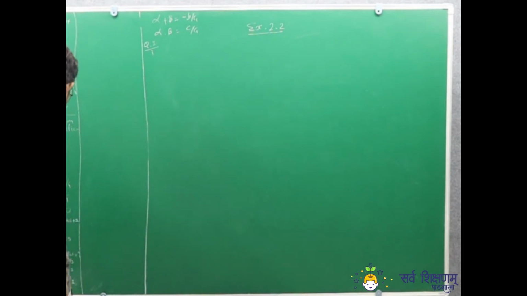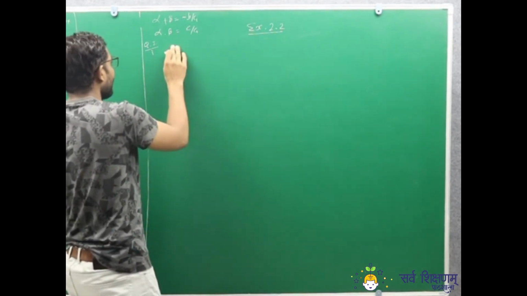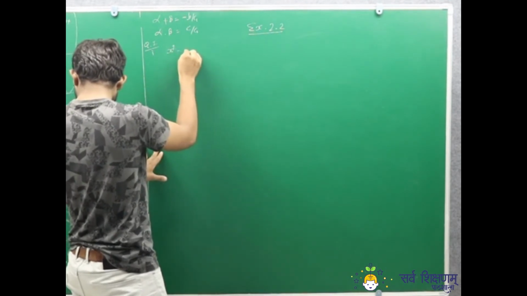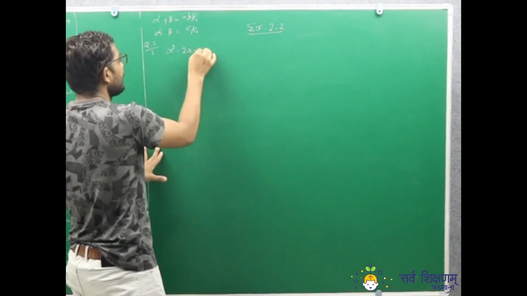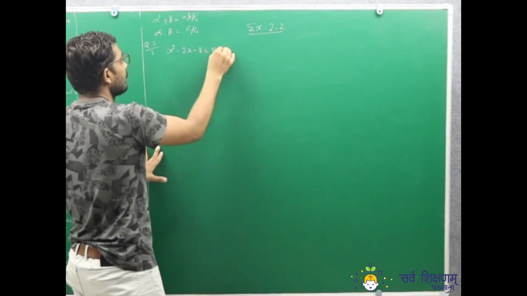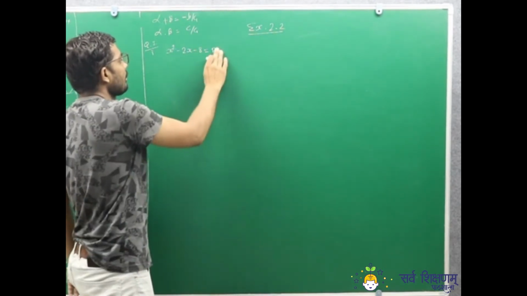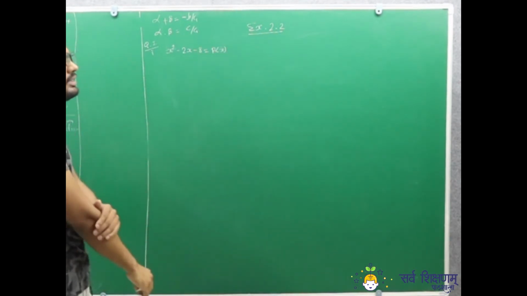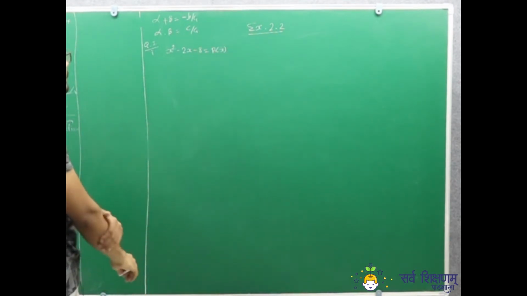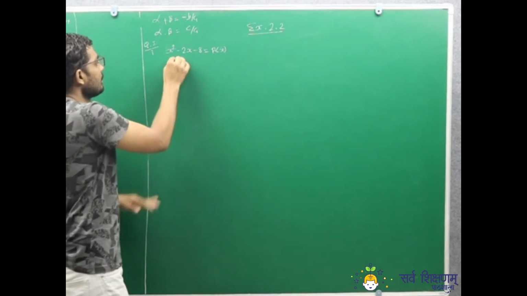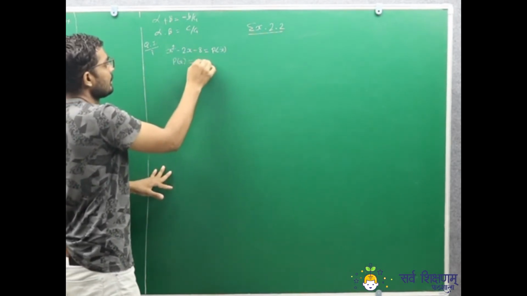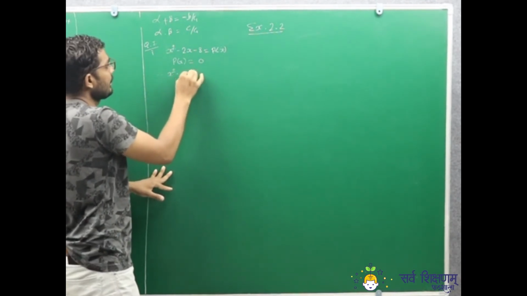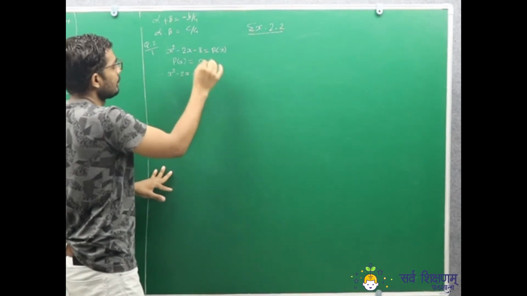The question number 1 is x square minus 2x minus 8 is equal to p of x. To find zeros, which you also learned in 9th standard, p of x becomes 0. Therefore, x square minus 2x minus 8 is equal to 0.